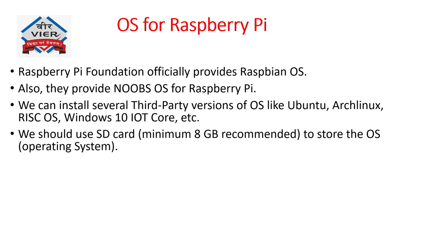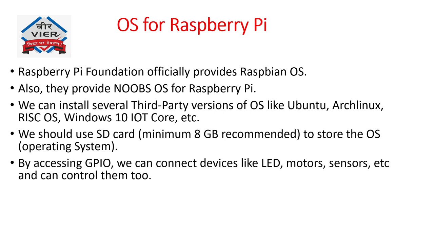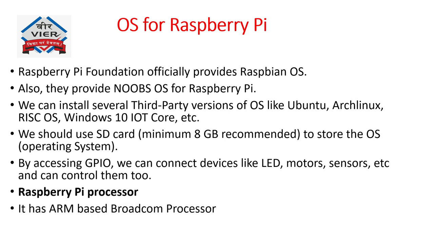The minimum size of the SD card to store the operating system is 8 GB. By accessing the GPIO pins, we can connect LEDs, motors and sensors and can control them too. So we can connect different devices with the GPIO pins. The processor used for the Raspberry Pi is an ARM-based Broadcom processor.